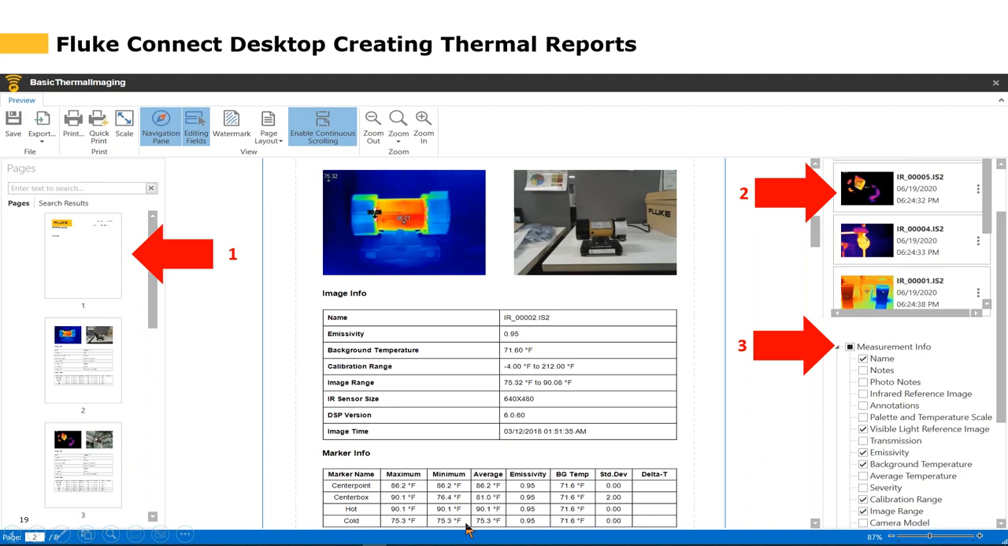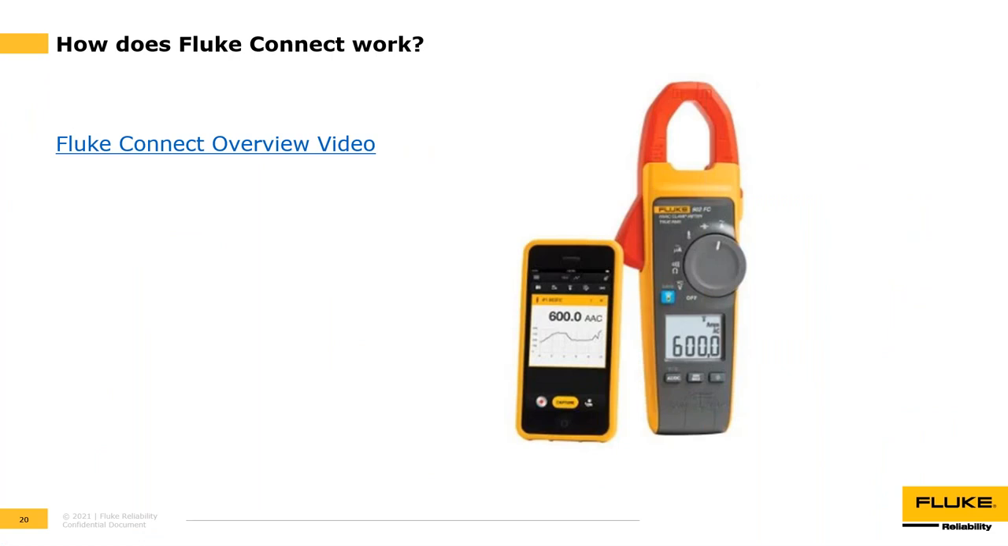So we also have marker information, hot spot, cold spot, center point, center box, etc. Now that completes the Fluke Connect data flow walkthrough steps. So now I'll show another quick video to demonstrate how Fluke Connect works in action, and then we'll move on to what Fluke Connect can do for you.